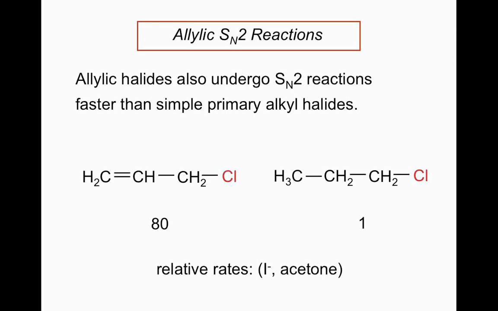SN2 reactions also occur faster at allylic positions than they do at primary alkyl halides. This too should be surprising to you given that we learned previously that SN2 reactions are fastest at primary alkyl halides. Notice here on this slide the relative displacement of a chloride ion from a propyl group that is allylic versus a propyl group that is non-allylic is 80 times faster.